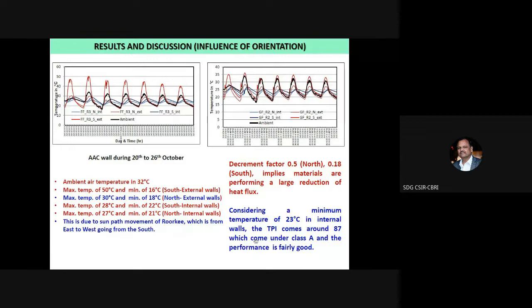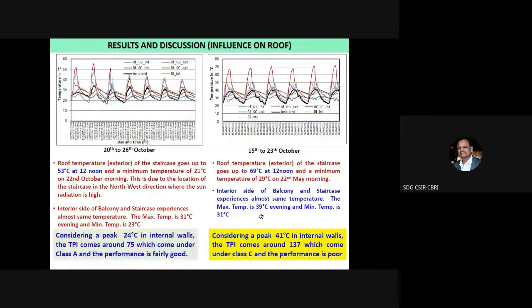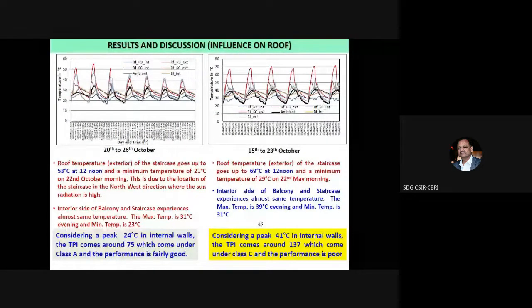And to find out the TPI, there is a particular equation. The TPI is found as the inside temperature minus 30, divided by 8, into 100. With that we are able to get the TPI value. What is the relevance of TPI, I will come to after these two slides. First I will finish with the orientation and the influence of the roof.